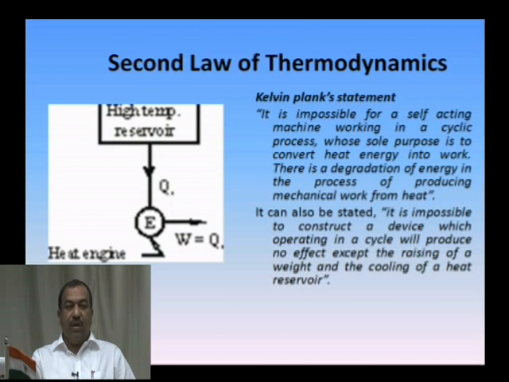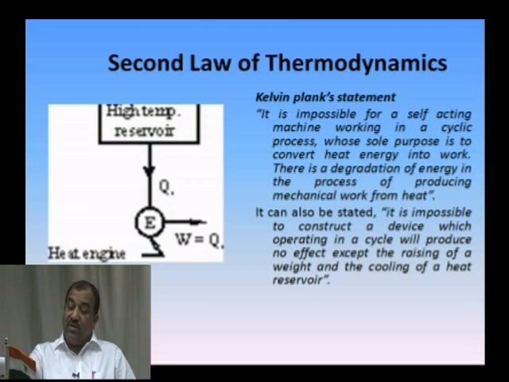Next, the second law of thermodynamics. In the second law of thermodynamics, there are two statements. One is the Kelvin-Planck statement, which I am going to explain now. It is impossible for a self-acting machine working in a cyclic process to convert heat energy entirely into mechanical work. There is a degradation of energy in the process of producing mechanical work from heat.